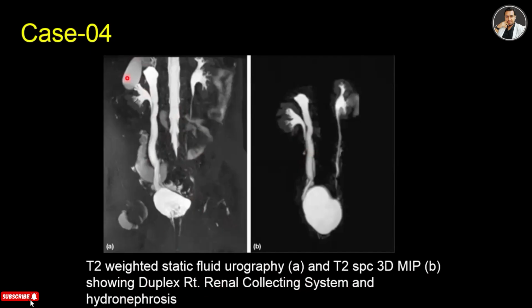So you can see that from the right kidney there are 2 collecting systems that exit and connect here and make 2 ureters. And in this 3D image you can also see the 2 collecting systems, 2 renal pelvises and 2 ureters forming and going to the urinary bladder. So this is a duplex renal collecting system.